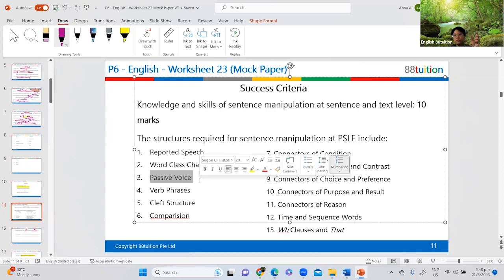Passive voice, from active to passive and passive to active, right? Verb phrases, cleft structure, comparison, connectors of condition, connectors of addition and contrast, meaning the yet and but, however. Connectors of choice, example, preference, purpose and result, because. Connectors of reason, time sequence, and the WH clauses. The WH clauses will be the relative pronouns also, for example, which, who, whom. Sometimes people get confused also, and that.